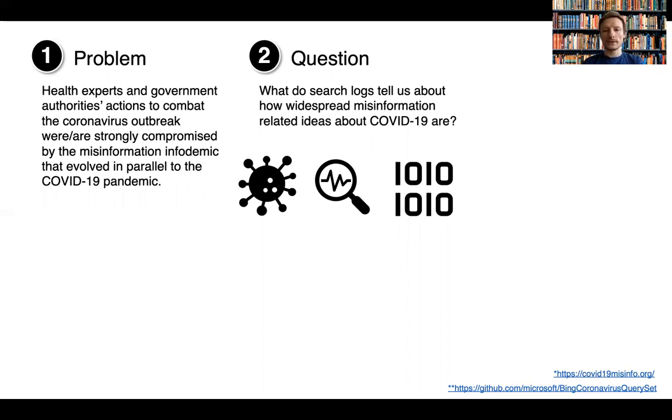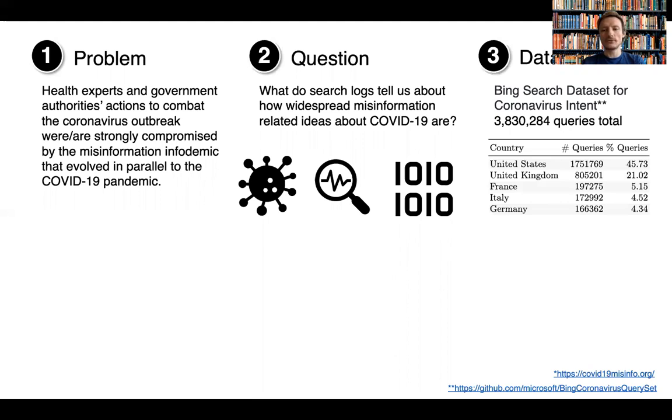among the public? As mentioned, we used the Bing dataset for coronavirus intent, which is a Bing search query log dataset that, of course, now contains many more queries. But at the state in August last year, when we did the study, it was around 4 million queries. And you can see that most queries come from the United States. That's why we decided to focus on queries from the US.